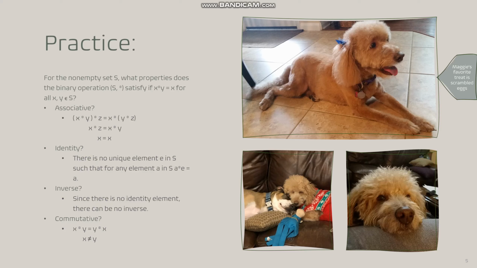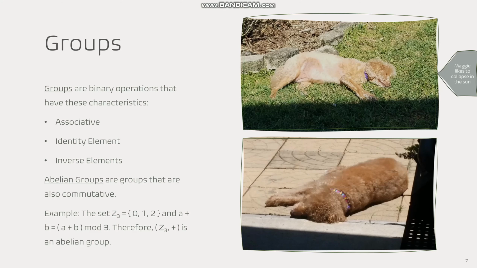So that's just going to be a good example of the way you could use proofs to identify binary operations. So the next section I'm going to cover is section 15.2, and this is going to be over groups and abelian groups. I hope I'm saying abelian right.